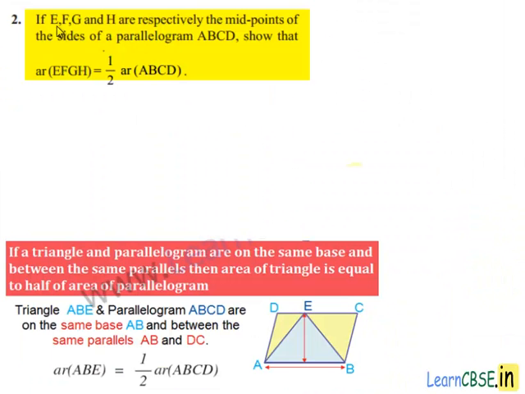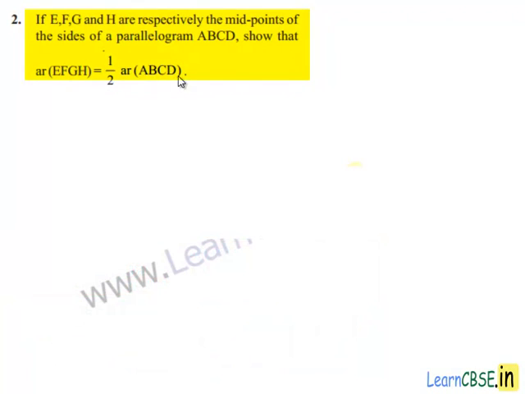Moving on to second question. If E, F, G, H are respectively the midpoints of the sides of parallelogram ABCD, show that the area of EFGH is equal to half of the area of ABCD. Now moving on to the solution.